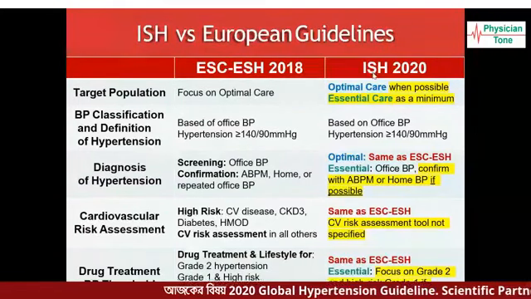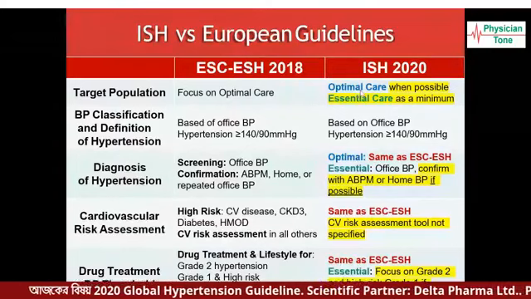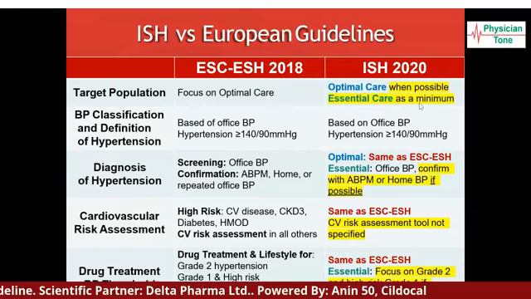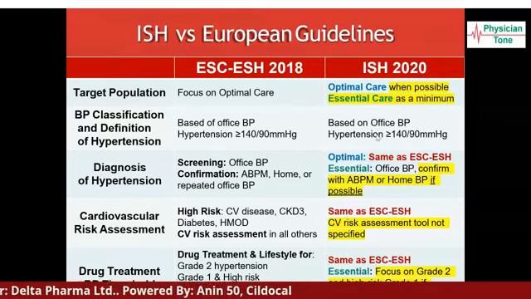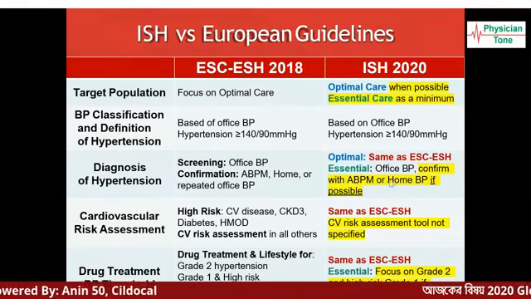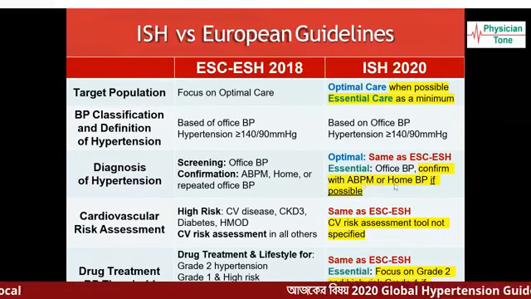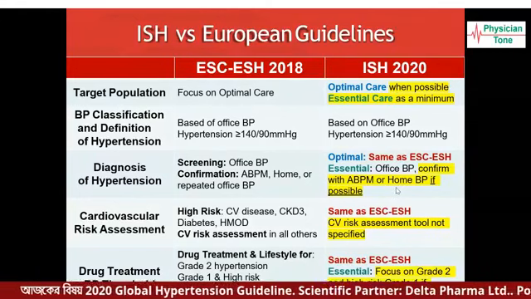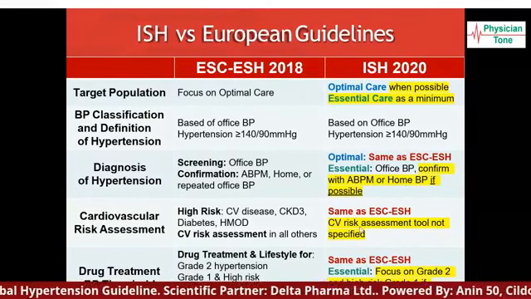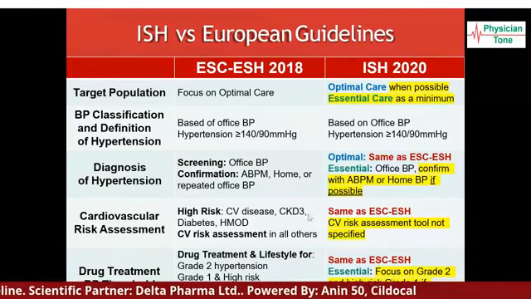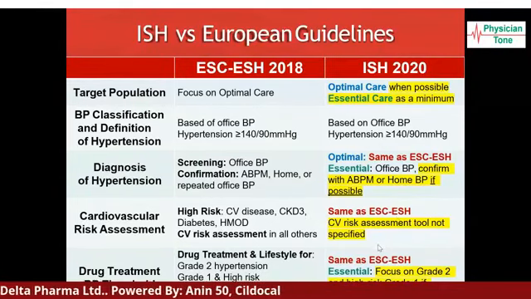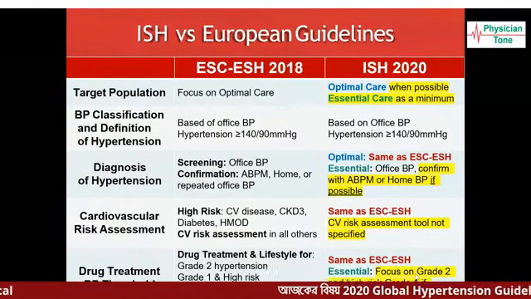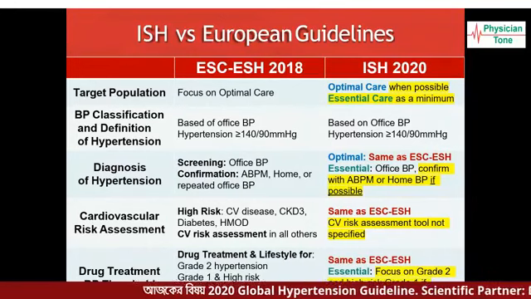As I mentioned earlier, they introduce optimal care and essential care. Essential care means minimum, and optimal care means standard care. The 2020 guideline also recommends confirming with ambulatory blood pressure monitoring or home BP if possible. They recommend this out-of-office BP measurement, and they do not have a CV risk assessment tool like the ESC guideline. Regarding treatment, they mainly focused on grade 2 and high-risk grade 1 hypertensive patients.